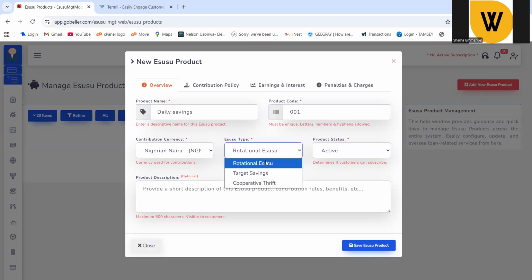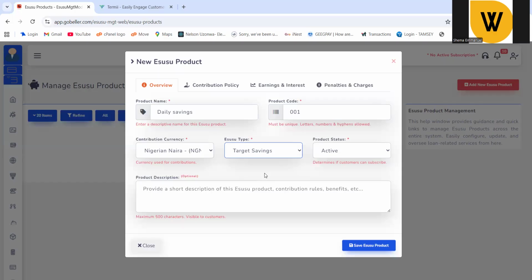Of course, the system will keep doing rotational contribution as such until all members of that particular group have been fully paid off. Then we have the targeted amount contribution, which the system makes individually, where an individual is able to save a certain amount for a certain period of time. That simply means he agreed to save 1,000 naira, and this 1,000 naira is for 30 days.